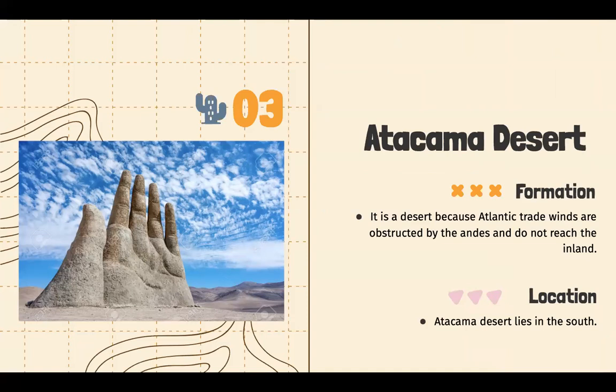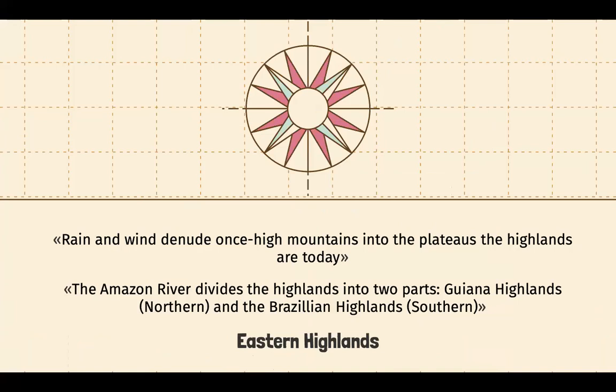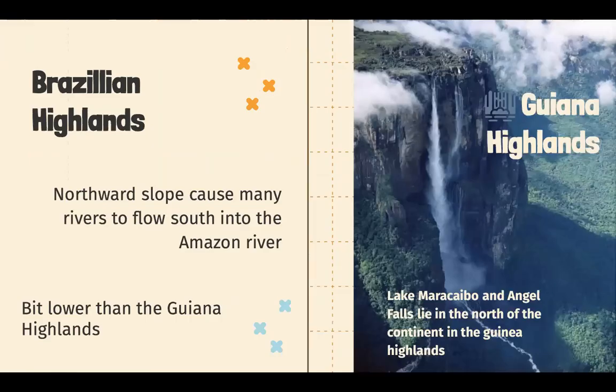So the Eastern Highlands actually used to be mountains, but then the rain and wind have created them into plateaus. And the Amazon River divides the highlands into two parts: the Guiana Highland in the north and the Brazilian Highland in the south. So the Brazilian Highlands have a northward slope, which caused many rivers to flow towards the Amazon River, and it is a bit lower than the Guiana Highlands. And the Guiana Highlands actually have Lake Maracaibo and the Angel Falls, which lie to the north of the continent.